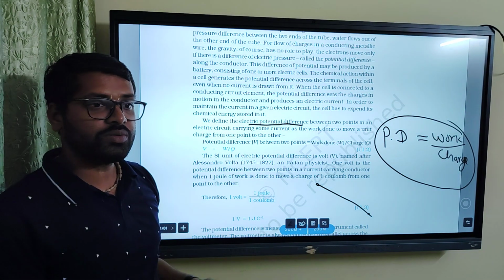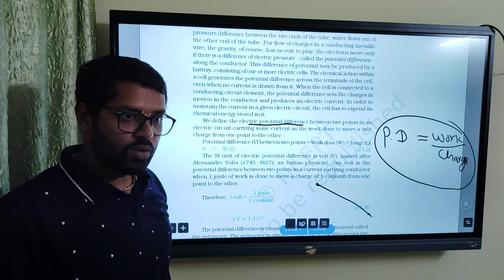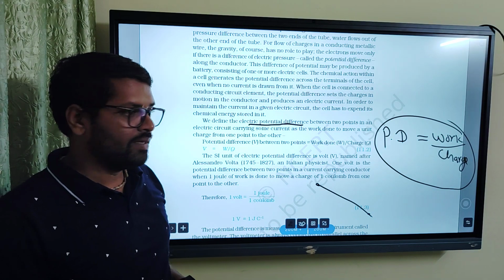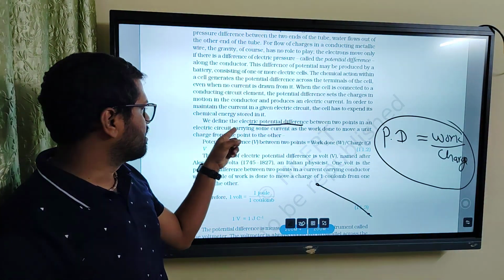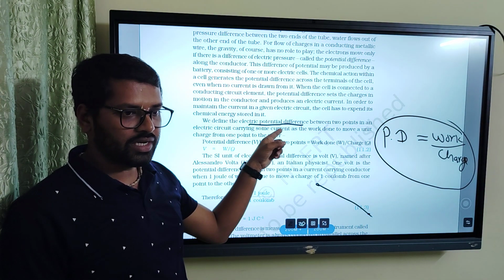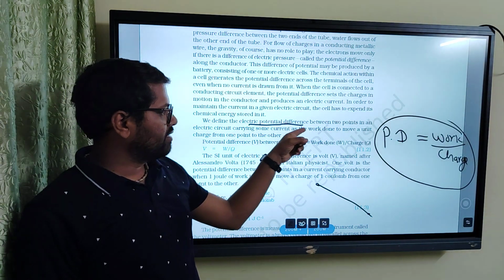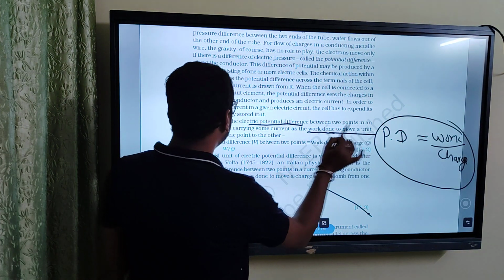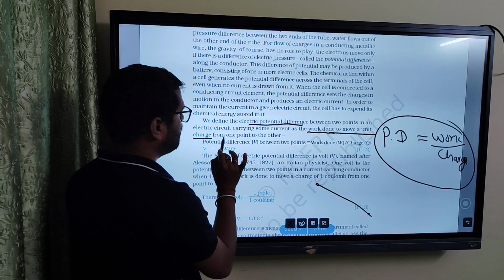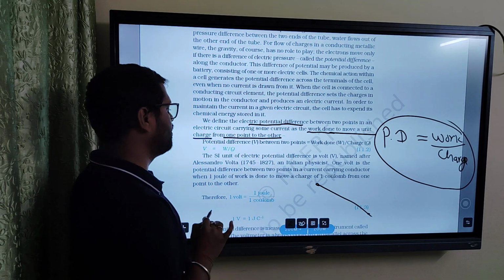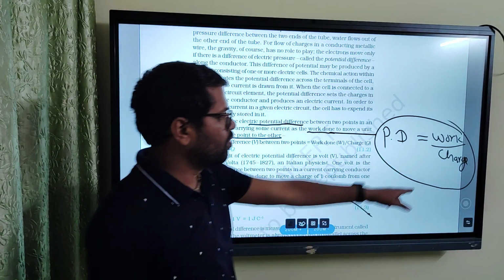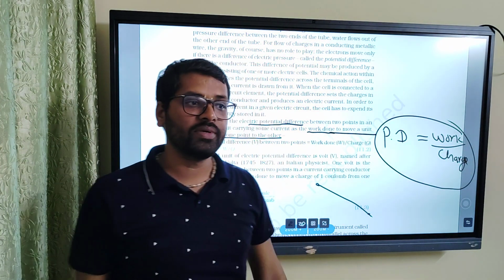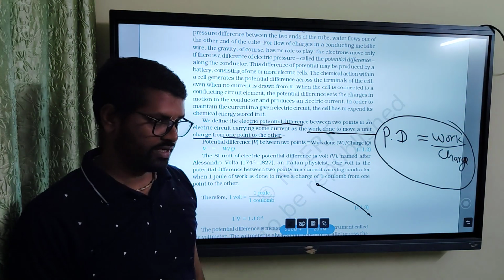Where do you measure potential difference? Here? No, in an electric circuit. That's why they have given electric circuit carrying some current. Some current should pass. Now here is the important part: work done to move a unit charge from one point to another point. So work done by charge is nothing but potential difference.